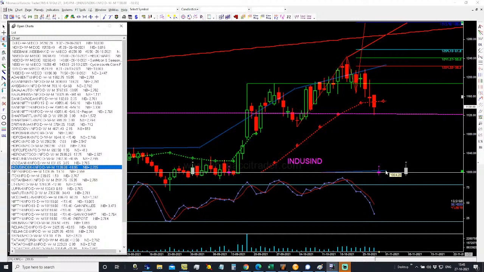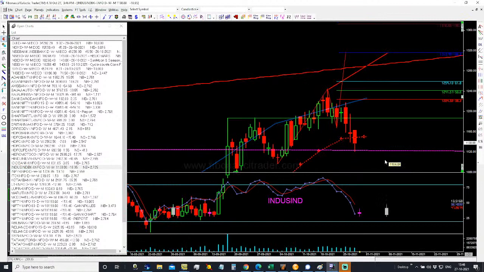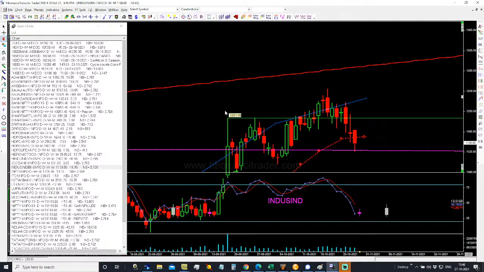If the results are bad, it could be as low as 1000. But there will be small support here, which is the 1095, 1100 mark. And suppose the result is good, so how much it can rally, that also we can get right now. So we should know where it can go if the results are good.